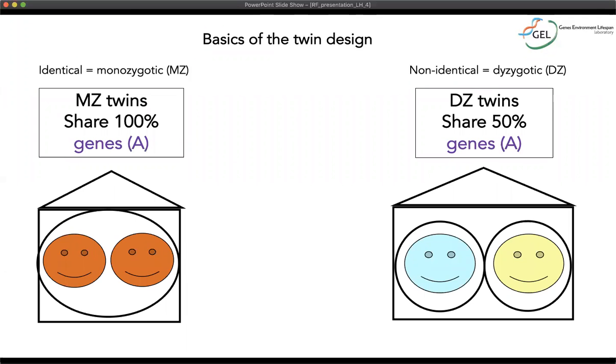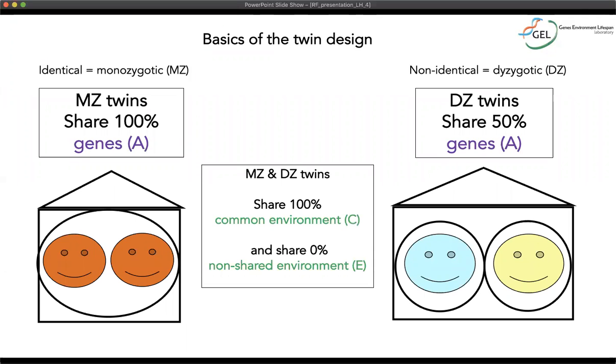So we know that MZ twins share 100% of their additive genetic variation. And we know that DZ twins share on average 50% of their additive genetic variation. We also know that all twins growing up in the same family, like all siblings, share 100% of their common environmental influences, like, for example, the neighbourhood they grow up in, and 0% of their non-shared environmental influences, like, for example, having different friends.